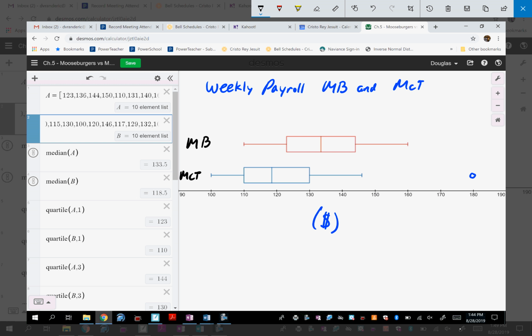Any questions on this process and more about all this process with Desmos, because this is the stuff that you're going to have to create on your own. That's why I recorded it.